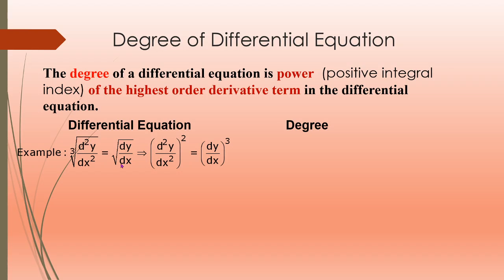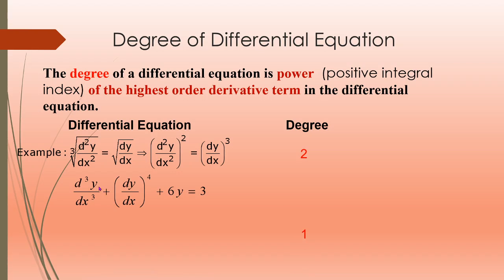So here in this example you can see we find a radical sign. First of all this needs to be made free from this radical sign. For this we will take the cube root and then the square root. This results in this equation. So find out the highest derivative term. The highest derivative term is this one. Just see its power. The power is 2, hence the degree is 2.